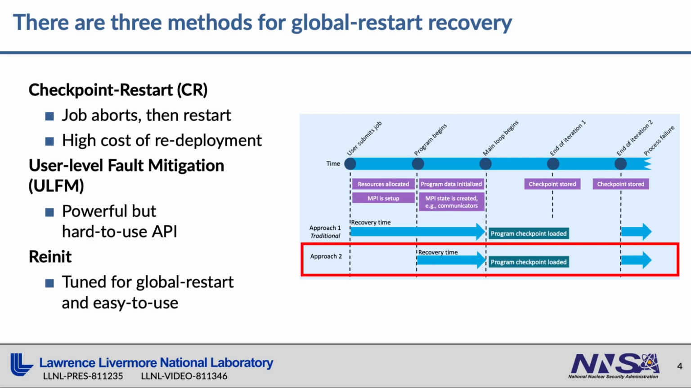There are two approaches that allow to improve on that by saving the deployment overhead. One is by using the user-level fault mitigation, ULFM, which is an MPI extension that gives an API to shrink and merge communicators. This interface is very powerful, but it is hard to use by application developers because it requires them to have intricate understanding of the semantics of those operations. Reinit is another interface to do global restart recovery with MPI. It is tuned to do only global restart, but it is very easy to use.